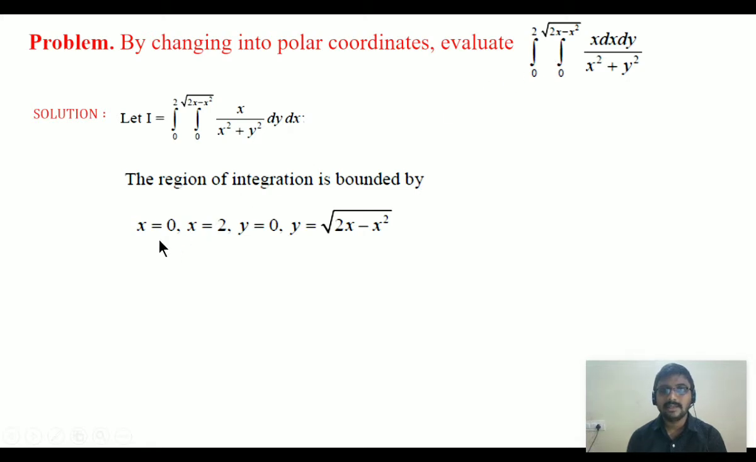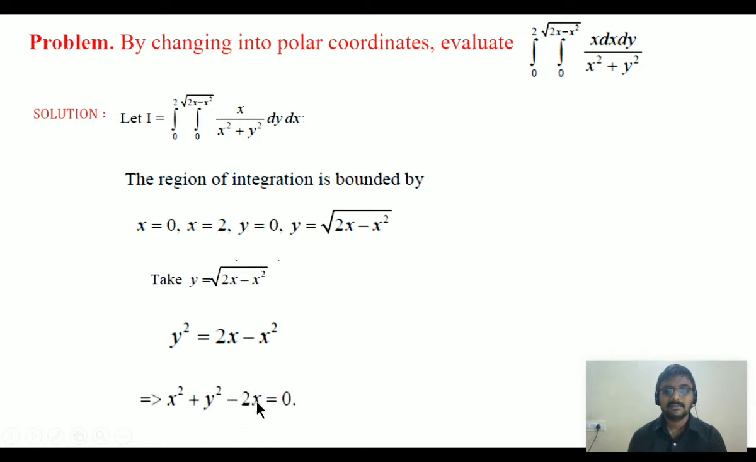x equal to 0 means the y axis, x equal to 2 is a line parallel to the y axis, y equal to 0 means the x axis, and y equal to root of 2x minus x square. Squaring on both sides, we get y square equals 2x minus x square. The negative x square, when it comes to the left hand side, becomes positive x square, and the positive 2x becomes negative 2x. Thus the equation becomes x square plus y square minus 2x equal to 0, which represents a circle.